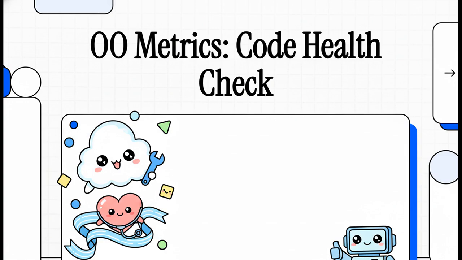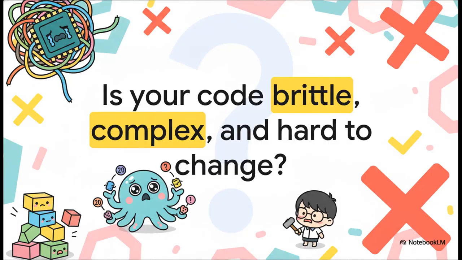Let's dive in. You know the feeling, right? We have all been there. You go to change one tiny little thing in the code, and boom, something totally unrelated just breaks. Or maybe you're just staring at this one massive class that seems to do 20 different things, and you are absolutely terrified to even touch it. That, my friends, is the pain of unhealthy code.